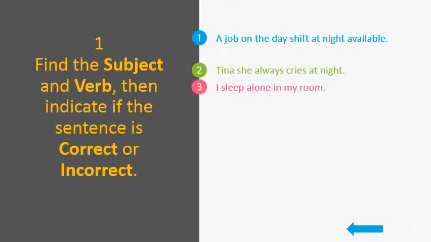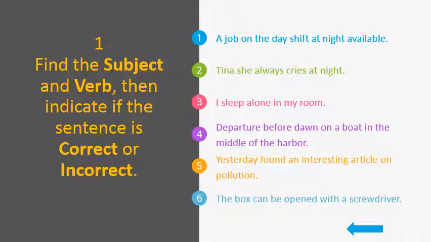Okay, now let's do the exercise. Remember, what makes a good sentence in English is that the sentence must consist of a subject and a verb. So you have to find the verb, then the subject of the sentence. After that, decide whether the sentence is correct or incorrect. I give you one example. A job on the day shift, at night available.